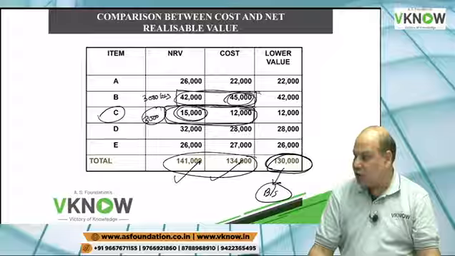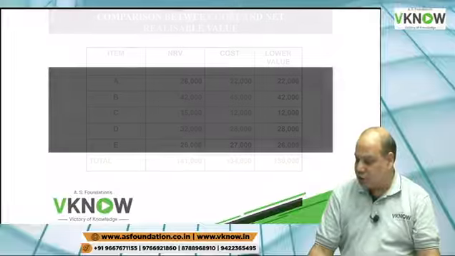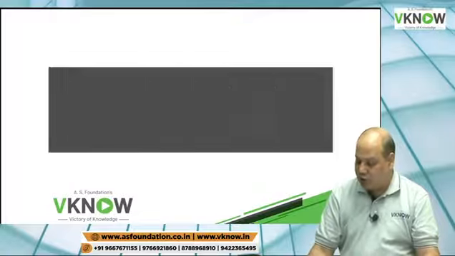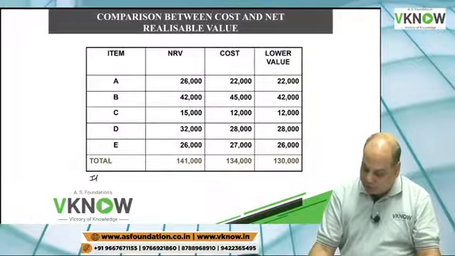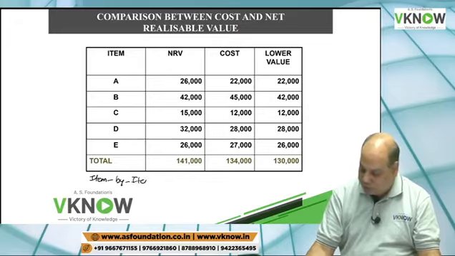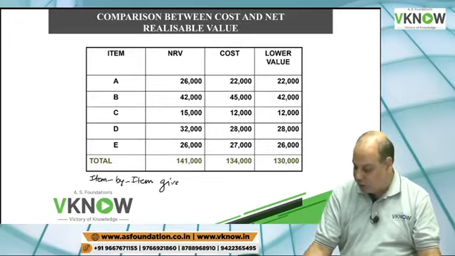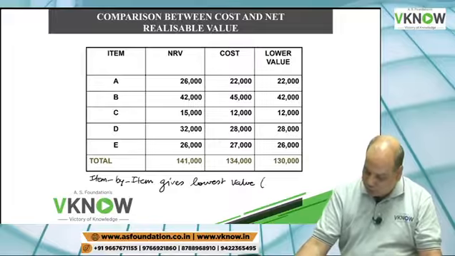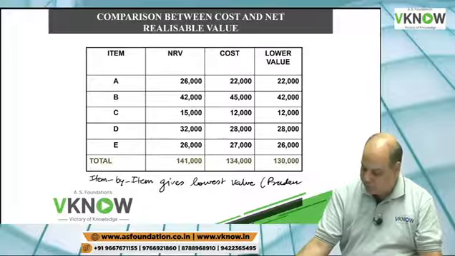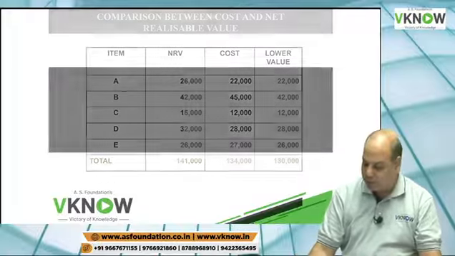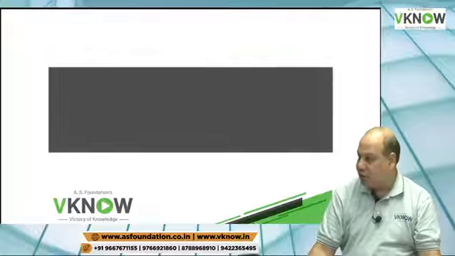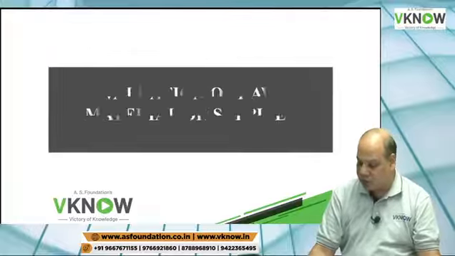This 1,30,000, the lowest, will appear in the balance sheet. The logic of item by item is that it gives you the lowest value. Prudence concept. Anticipated loss can be recognized, but anticipated gain should not be recognized.